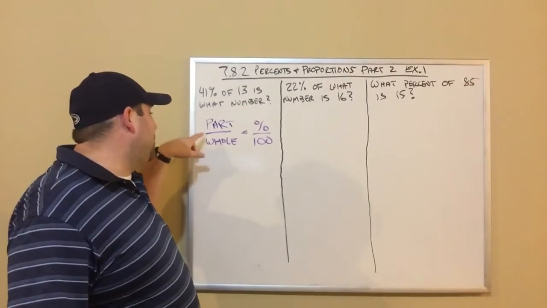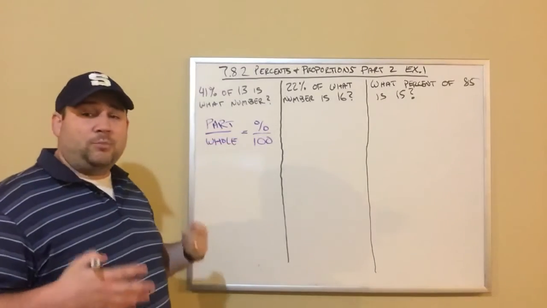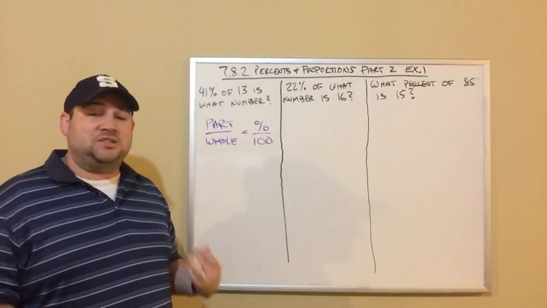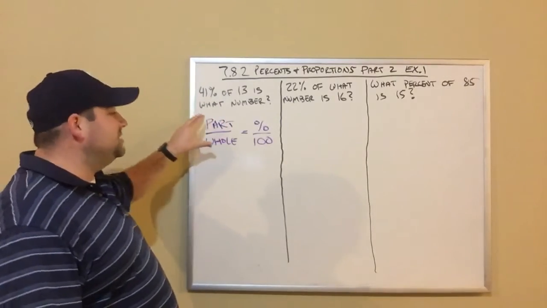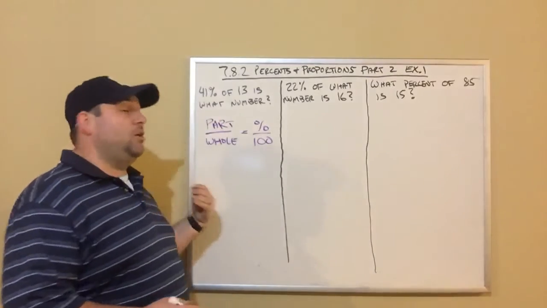So we got part over whole equals percent over 100. Like I said, those are proportions. A proportion is when you have a fraction equals a fraction. And in a second, we'll talk about how to solve a proportion. But what we do is we fill in the information. This proportion is definitely more valuable when we're talking about word problems, when you're trying to figure out what the part is, what the whole is.